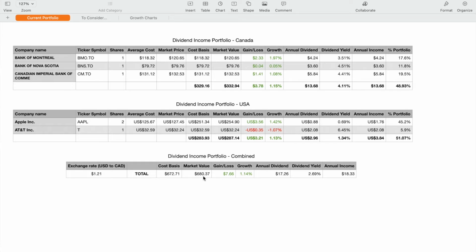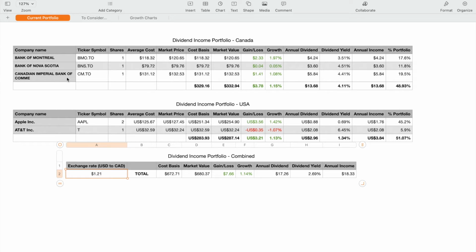But then at the bottom here, in this table, we have a combined area that combines both tables, and it's based on the exchange rate. And this exchange rate is actually updated daily, so it does all the calculations for you automatically. So let's dive into this a bit deeper.